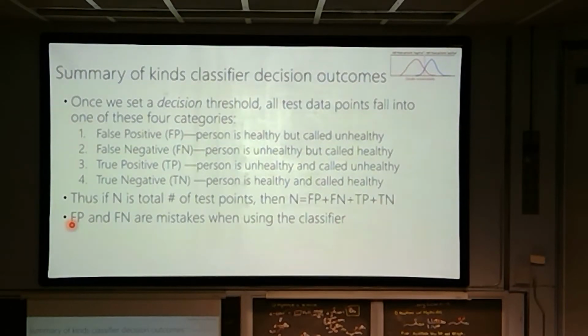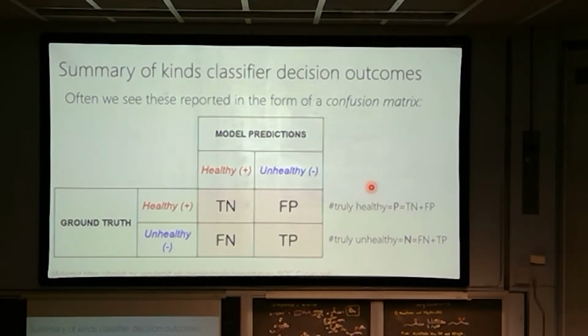And so the false positives and the false negatives are mistakes that happened when we used the classifier, applied the threshold, and they ended up in the wrong bin. And the true positives and the true negatives are the correct decisions made by the classifier. It's also good to know about something called a confusion matrix. Results are often summarized in a confusion matrix, and sometimes people even report their results this way in papers. It's a very common way to report things.